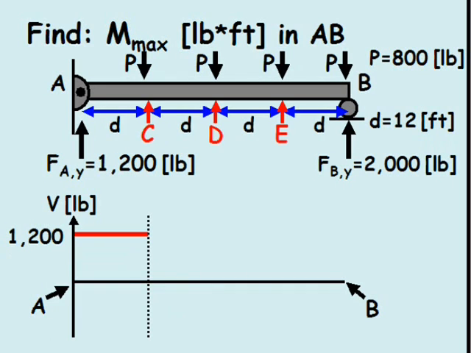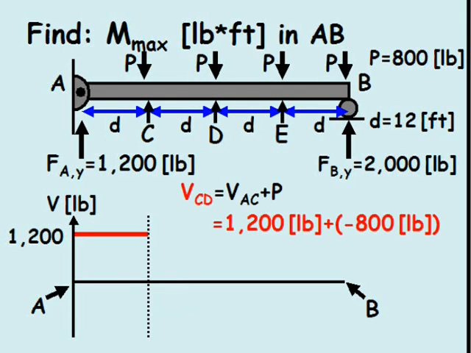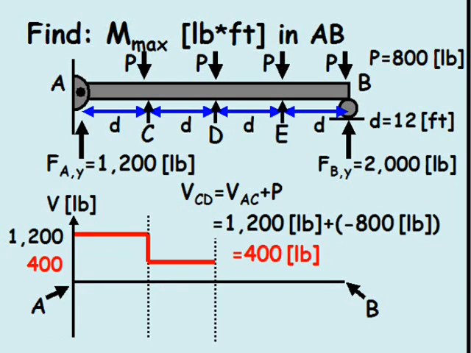For convenience sake, we'll label the three intermediate points C, D, and E. So between points C and D, the shear in the beam equals the shear in the beam from A to C, 1,200 pounds, plus the point load, P, of negative 800 pounds, which equals 400 pounds.